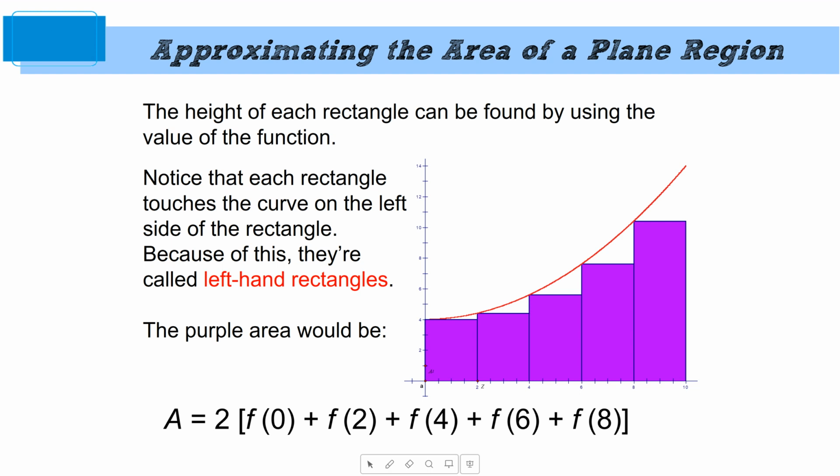Take the height of this rectangle. Well, what's the height of this rectangle? Notice it hits on the left-hand side of the rectangle there. F of 2 times the width, which is 2, f of 4, f of 6, f of 8. Those are called left-hand rectangles because the left-hand side of the rectangle is what's actually touching the function. And also notice that all the rectangles are below the curve.